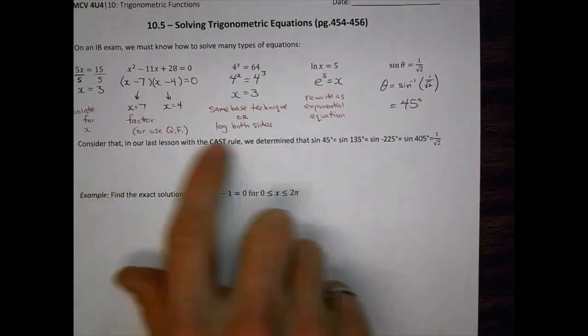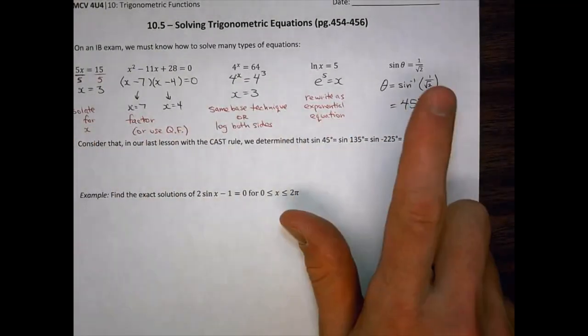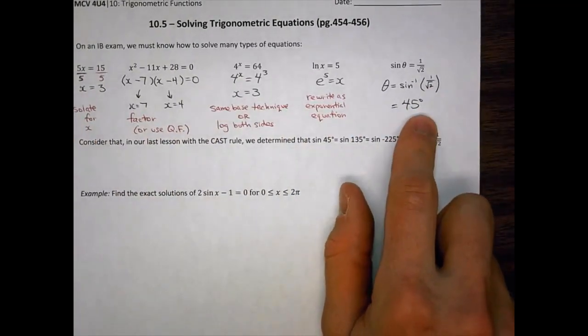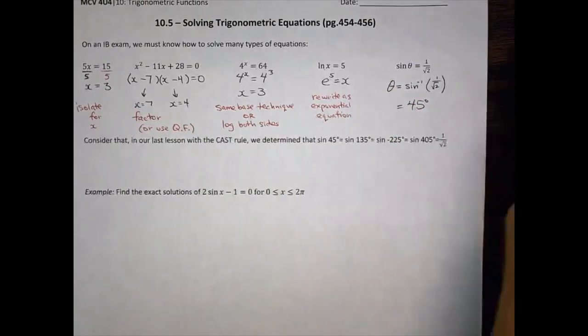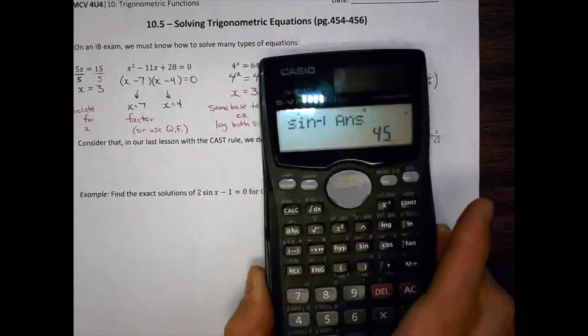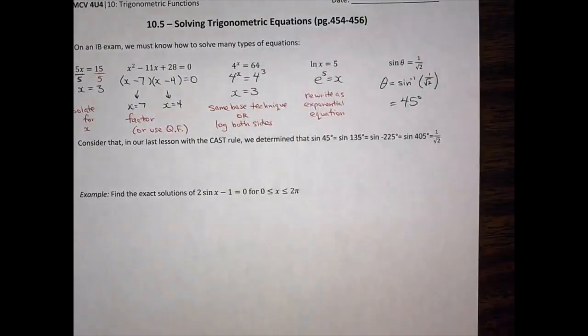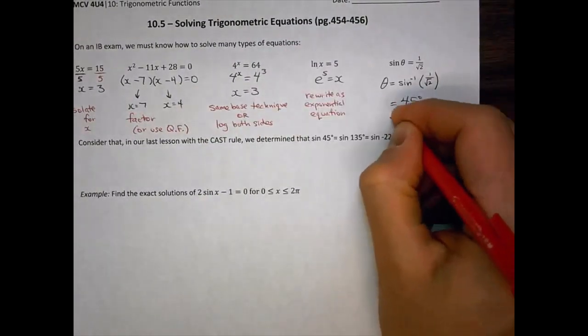However, so this is how we solve all these other equations. There is a problem with solving a trig equation with a calculator like this. The calculator's weakness is it only gives you one solution. So I'm going to put a big asterisk there.